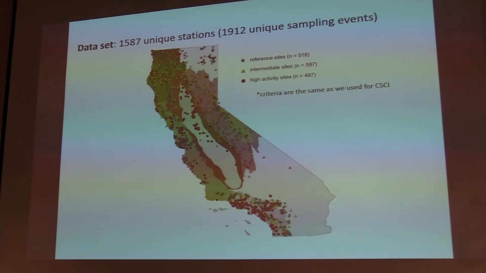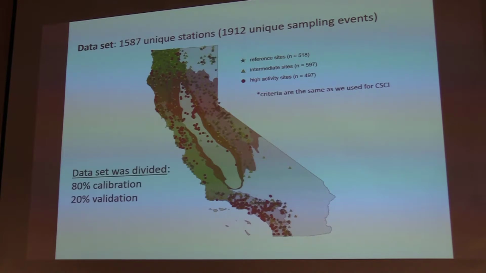We ended up with nearly 1,600 unique stations to use in model development, and they were pretty evenly divided between reference sites, intermediate sites, and high activity sites or stress sites. So again, reference sites have little or no activity in the watershed. Stress sites have a lot of activity in the watershed. The criteria we used were the same as those for CSCI development.